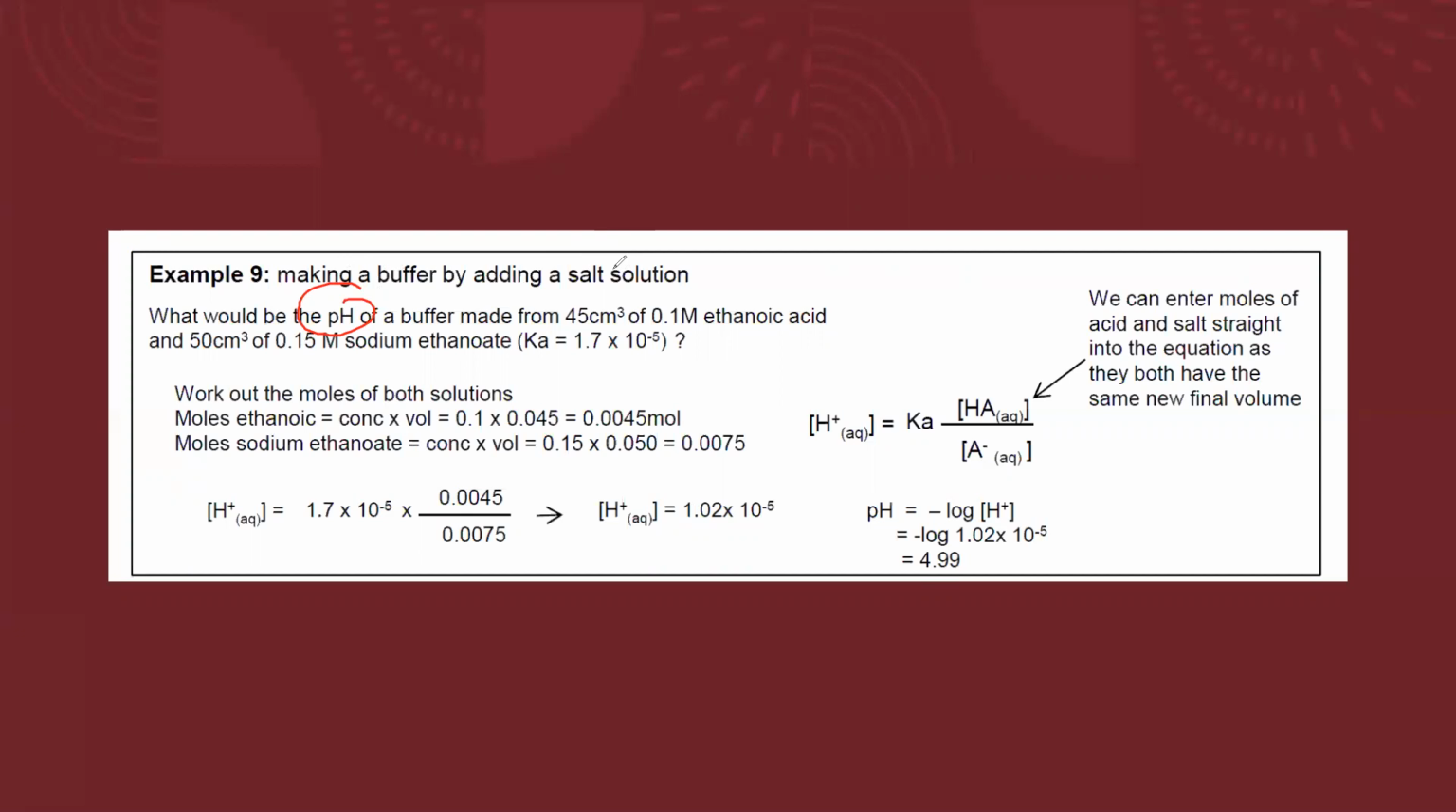So there are different ways to prepare a buffer solution. One of the ways is mixing a weak acid solution with a salt solution. A second way is reacting a weak acid with a limited amount of alkali, which also results in the formation of a buffer. So what would be the pH of a buffer solution made from 45 cm cube of 0.1 mole ethanoic acid and 50 cm cube of 0.1 mole sodium ethanoate?